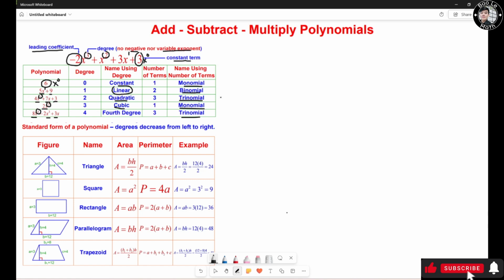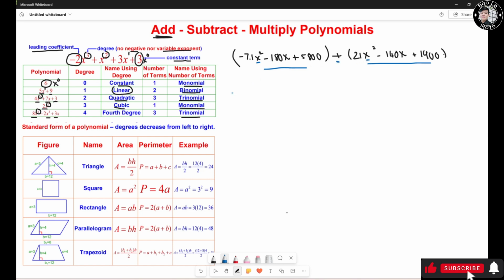Now let's take a look at the first example. In order to add this polynomial to this polynomial, we need to combine like terms, right? So we look at this one right here. We see this s squared and this s squared right here. We just combine them. We see addition right here. So we have negative 7.1 s squared plus 21 s squared. You're going to put parentheses right here. That is how you combine like terms. So you put addition outside.